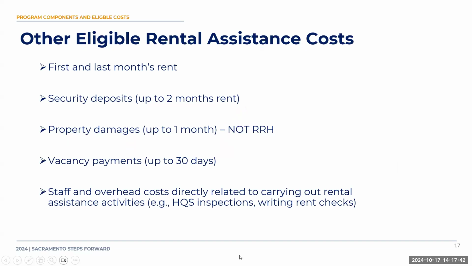So in addition to rent, rental assistance can also pay for first and last month's rent. You can use up to 2 months rent in security deposits and up to a month's rent for property damages. This isn't allowed though in projects that are rapid rehousing with rental assistance line items. You can also use it to pay up to 30 days in vacancy payments and also for staff costs in carrying out eligible activities that are directly related to rental assistance activities. So many rental assistance grants build savings due to participants paying a portion of the rent and unexpected vacancies, so that can also be used. Next slide.